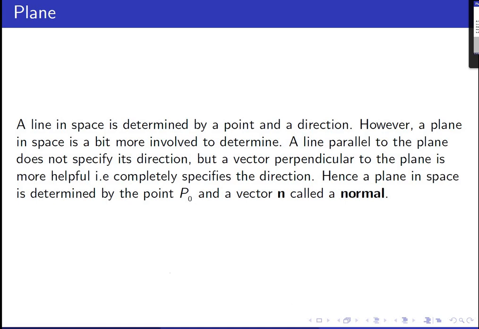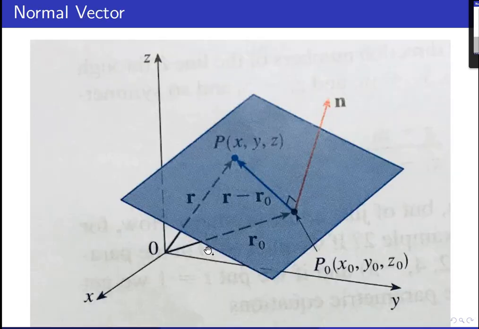So a plane in space is determined by its initial point P naught and a vector n called a normal. You must always know that a normal is a line that is perpendicular to your plane, right? So this is what we have here. We have this sheet here. It's a plane in R3, right?